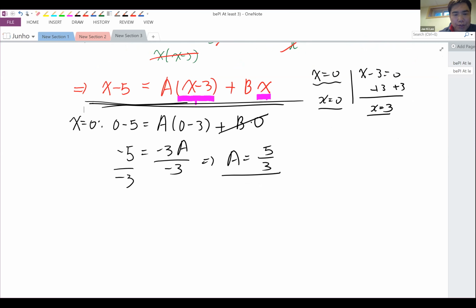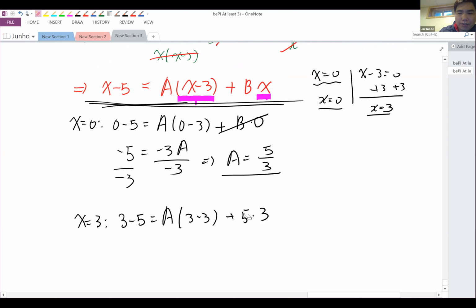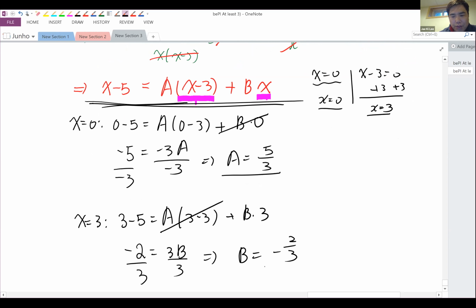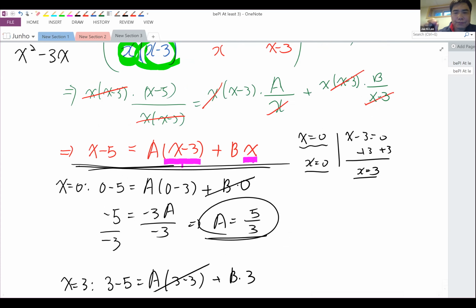So x equals 3. Then 3 minus 5 equals a times (3 minus 3) plus b times 3. So as you see, this is gone, because 3 minus 3 becomes 0. So negative 2 equals 3b. So divide by 3 here. Then we get b equals negative 2 over 3. Okay, so we got a equals 5 over 3, b equals negative 2 over 3.